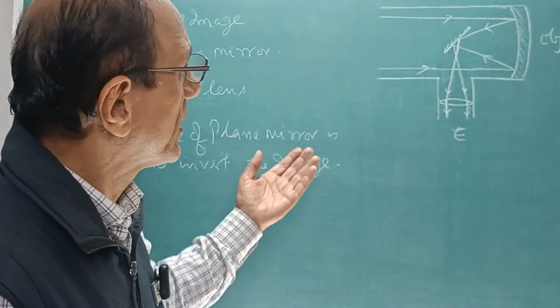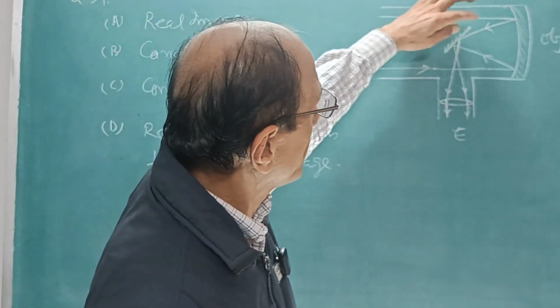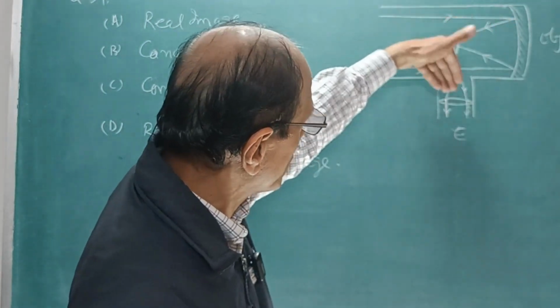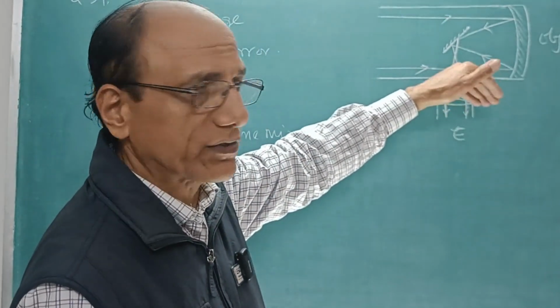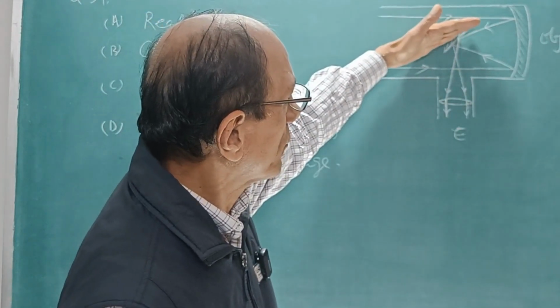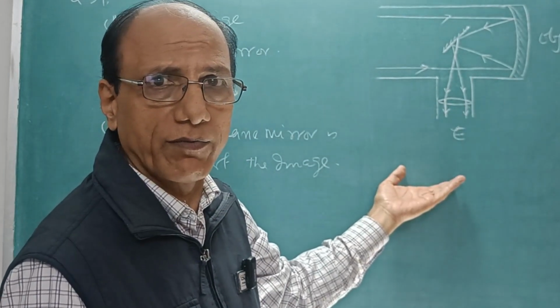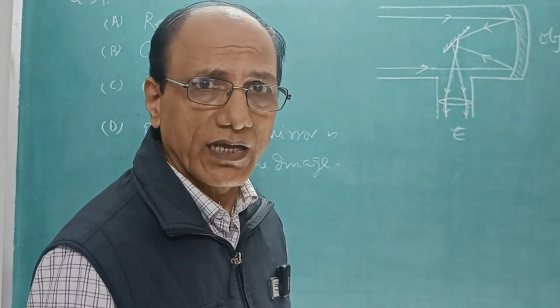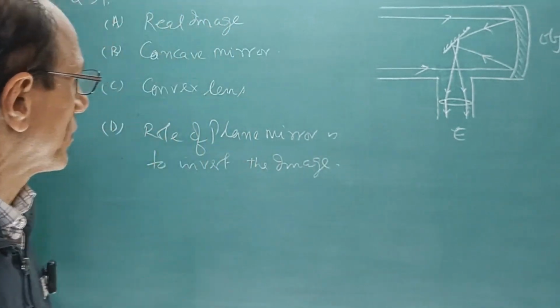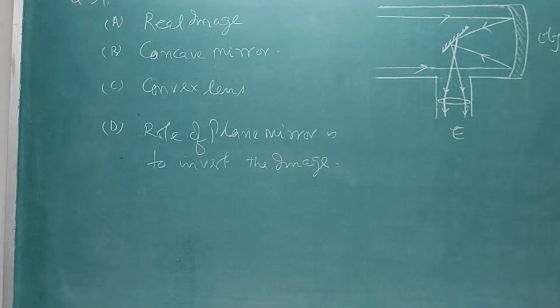And one more role is there. This plane mirror is diverting these reflected rays to the eyepiece also. This is another role. If you do not use this plane mirror, then these rays will go somewhere else and will not be able to reach the eyepiece. So these are the roles of the plane mirror.